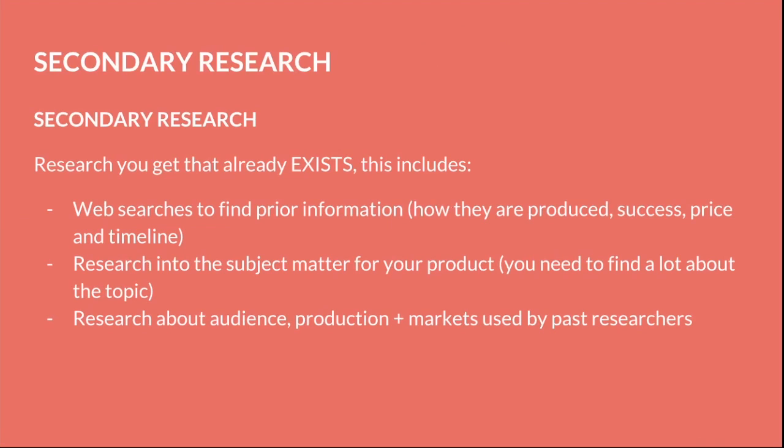Secondary research. This is research that already exists, and you can do it by web searches to find prior information like how product is made, success, price, and timeline. Also research into the subject matter. For your product, basically you need to find a lot of information about the topic.